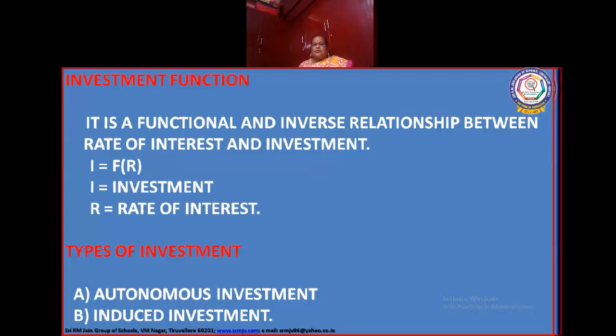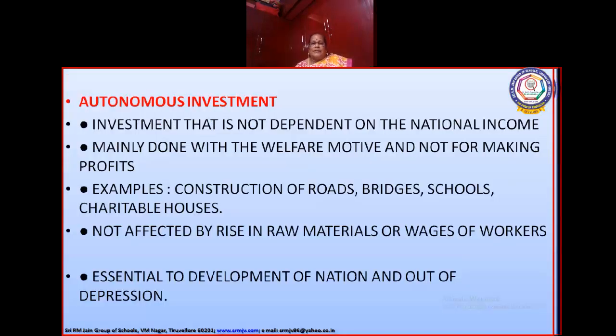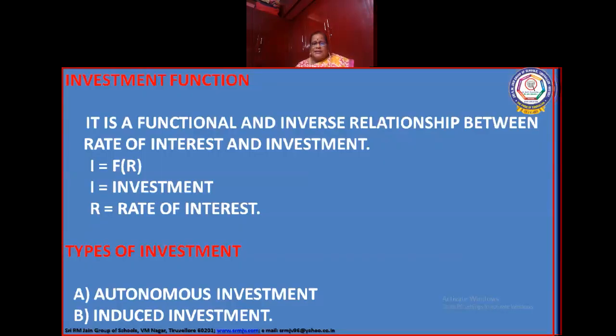Now, let us come to types of investment. There are two types of investment. Number one, autonomous investment. Number two, induced investment. What is autonomous investment? Before this, let us see what is the meaning for autonomous and what is the meaning for induced? Autonomous is nothing but individual economic activity. Induced is nothing but planned economic activity.